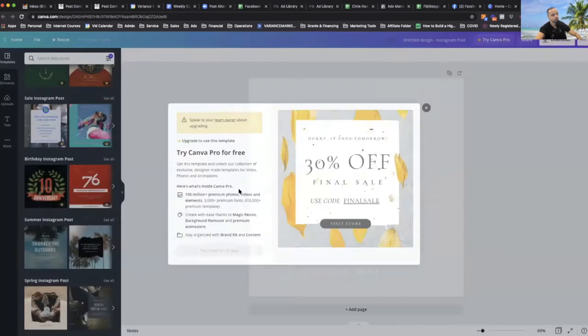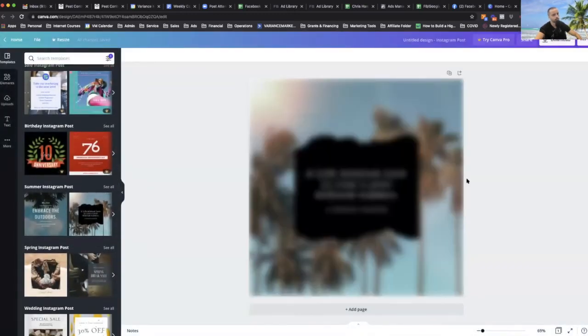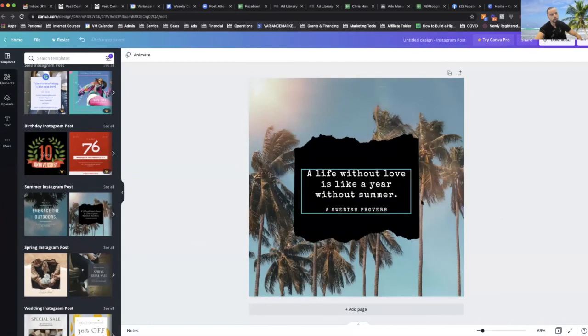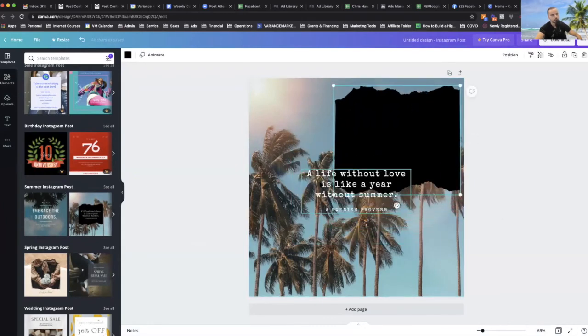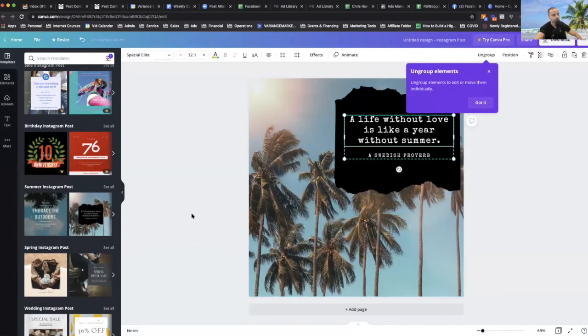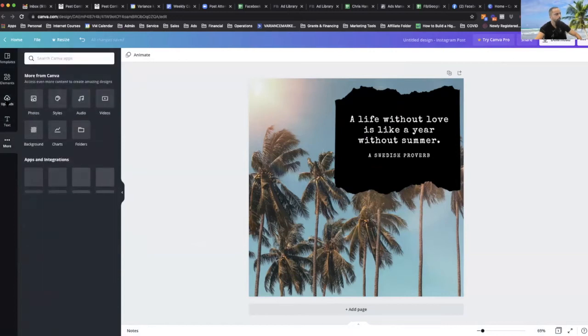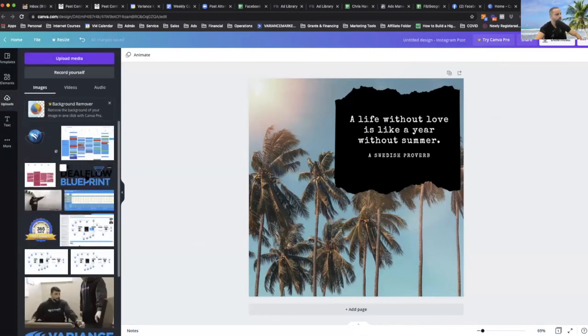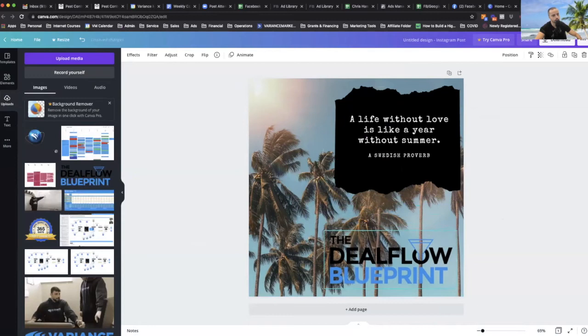Boom. Or no, this is one of their paid ones. They have free ones and they have paid ones. This is a free one, right? So you'd start with it. You can move this around. You can move this around, right? You can do an upload. You can throw in, let's just say, the Deal Flow logo in there. Do you see what I mean?